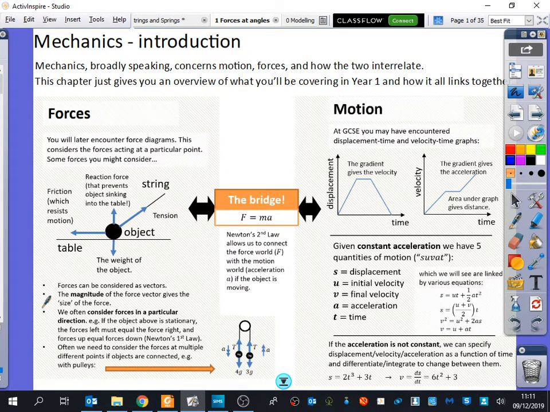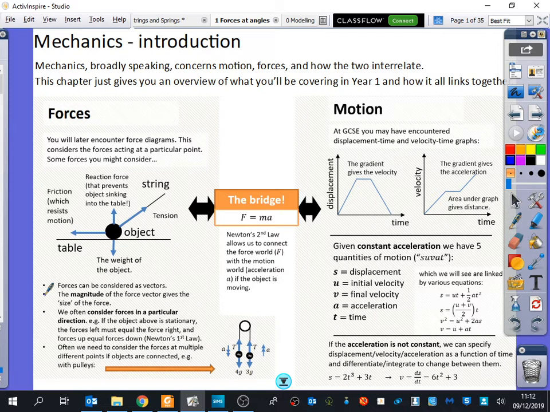And things that we will look at within a force topic. It says forces can be considered as vectors, so you're going to see how that's going to connect together to some of the things we've been doing in pure maths with vectors. We've talked about the magnitude of a force vector, gives the size of the force. We've already spoken about that before. And it says we often consider forces in a particular direction.